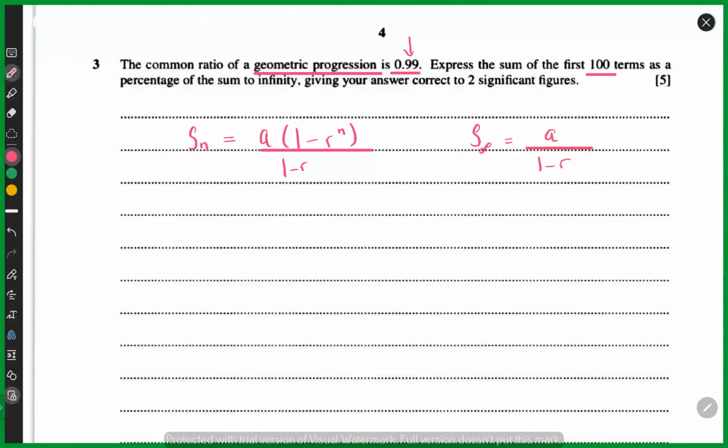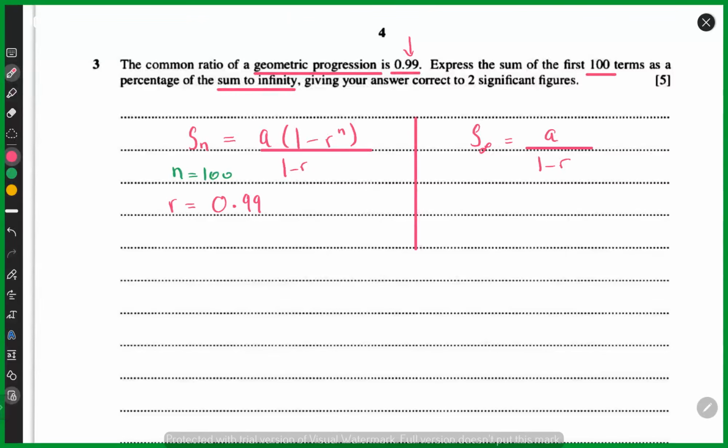Okay, let's read the question again. So the common ratio of a geometric progression is 0.99. This means that r is basically equal to 0.99. Express the sum of the first 100 terms. So here n is going to be 100 as a percentage of the sum to infinity. Okay, giving your answer correct to two significant figures. Okay, all right. Let's do both of them separately and then we'll find the percentage as well. That is not an issue.